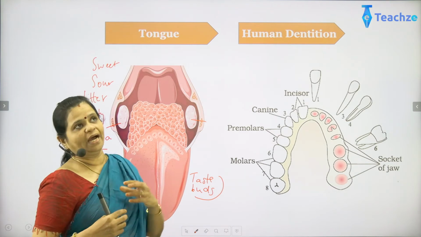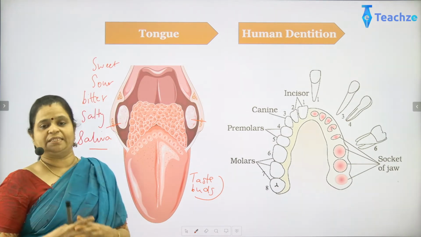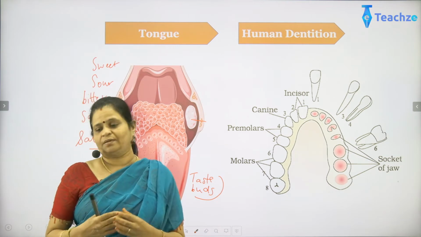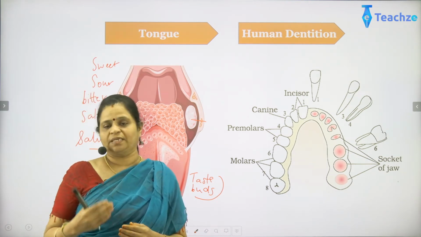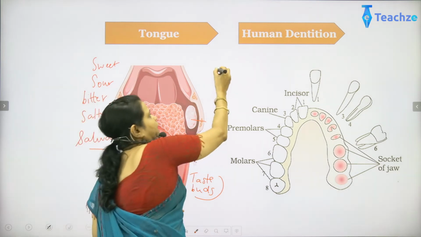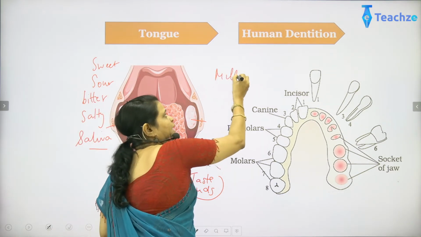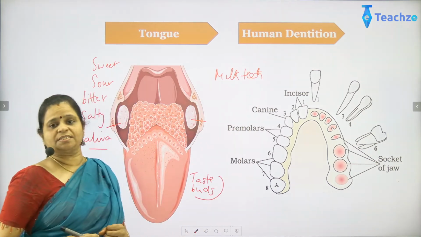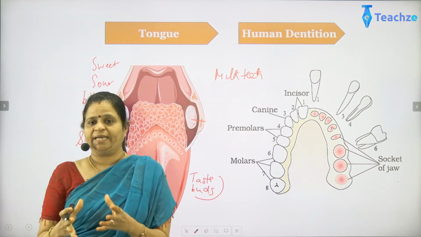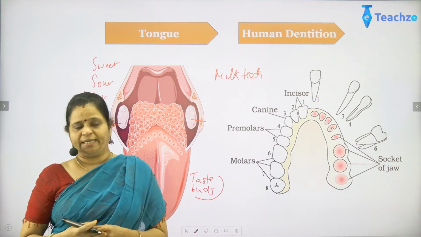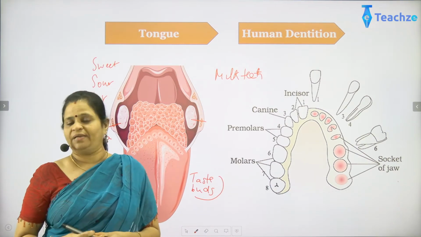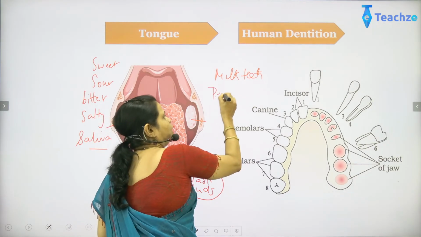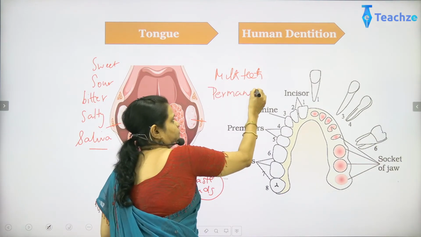We all know we have two different sets of teeth in our lifetime. The first set of teeth, which comes after a baby becomes one year old, is called the milk teeth. Milk teeth fall off, that is, they are deciduous, which means they will fall at a certain period of time, say around 8 to 10 years, and new teeth start developing in that place. That set of teeth is called the permanent teeth.